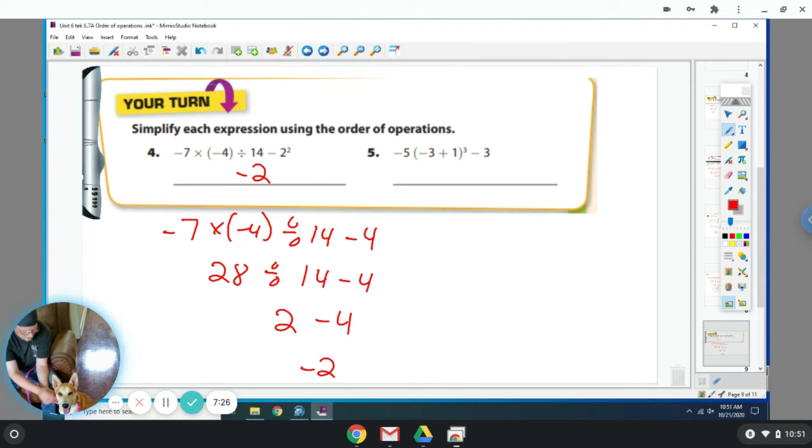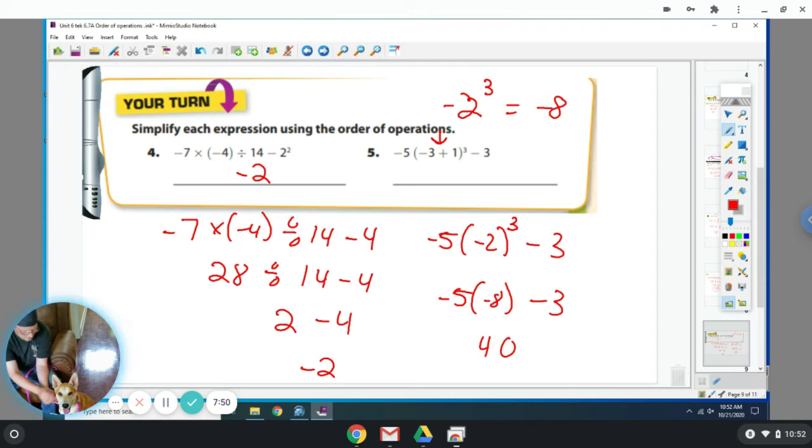All right, so then we're going to do number 5. We're going to have to solve inside the parentheses first. So negative 3 plus 1 is negative 2. Now you have negative 2 to the third power minus 3. We already figured out negative 2 to the third power is negative 8. So now you have negative 5 times negative 8 minus 3. Negative 5 times negative 8 is a positive 40, minus 3, which is 37.